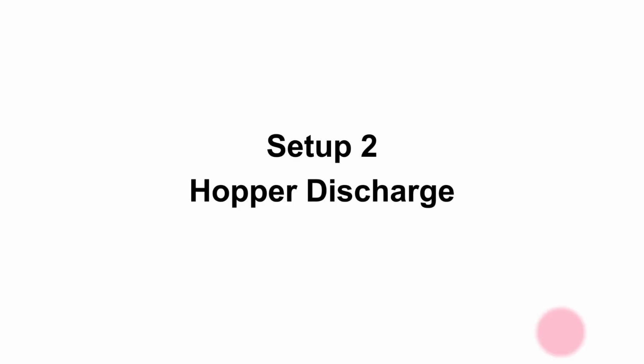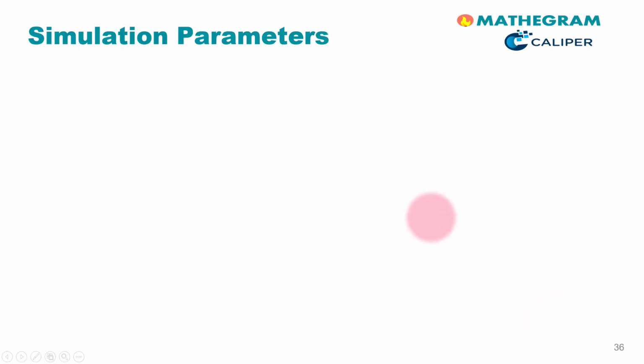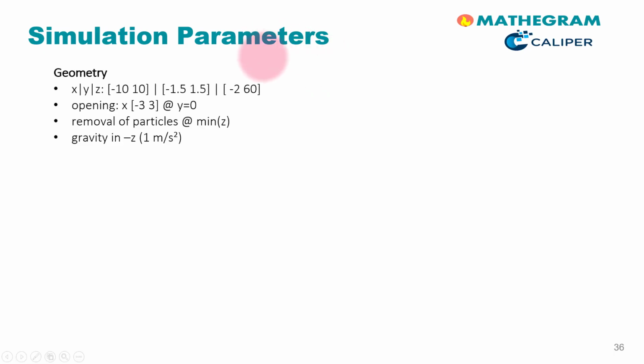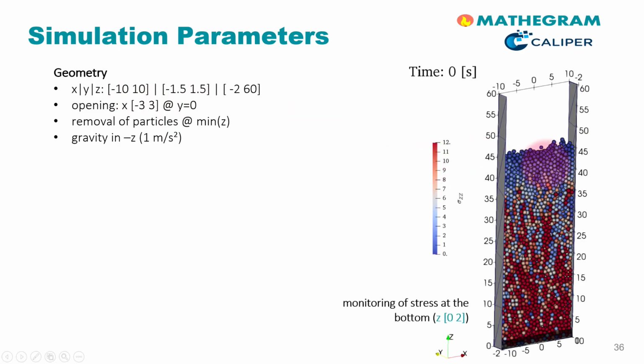Let us continue with the second benchmark case, the hopper discharge case. Again, we start by summarizing the simulation parameters. The geometry consists of a narrow slice of a hopper. The depth has a length of 3 particle diameters and the width 20 particle diameters. Note that there are also walls at the front and back that are not shown here on the right.